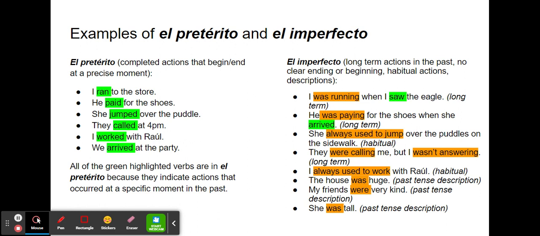Next example, they were calling me, but I wasn't answering. We've got 2 verbs there, were calling and wasn't answering. Neither of them really have a clear ending or beginning. Both of them indicate that it was going on for a while. They were calling me, not they called me once. It was a long-term thing. Also, I wasn't answering. It's not that I didn't answer one time, but I wasn't answering for an extended period of time. So both of those would be long-term actions in the past, so we use el imperfecto.